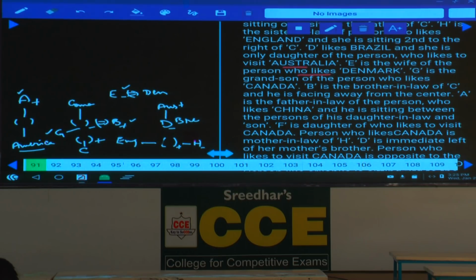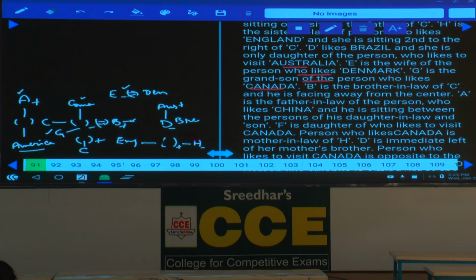Now in the first generation are A and the person who likes Canada. Hence these 2 persons can be spouses of each other, A and the one who likes Canada, or A himself is from Canada. There are 2 possibilities. And G is the grandson of the person who likes Canada. B is the brother-in-law of C. Now B is here. This B is the brother-in-law of C, so C can be here or not?